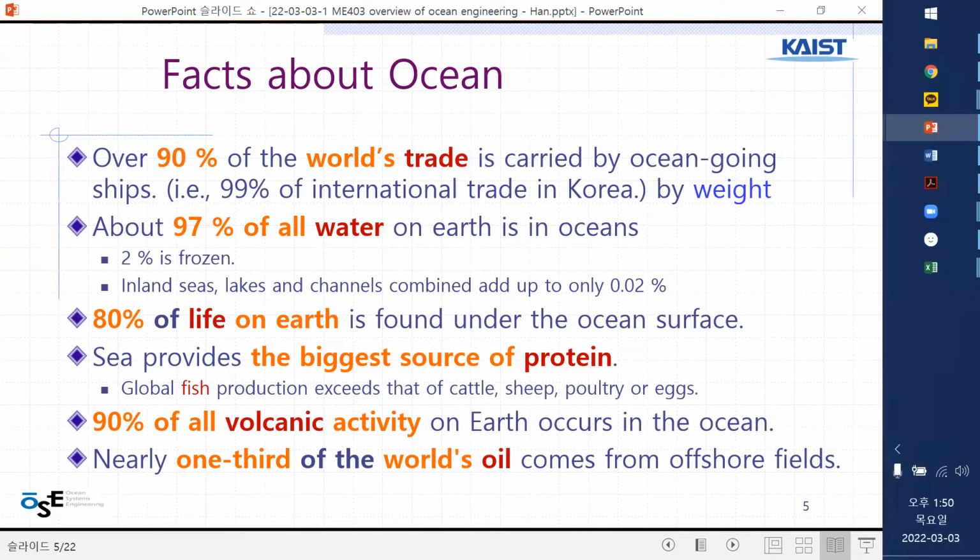Let's see what the ocean is used for. Life on Earth: protein, right? So fish production is growing.